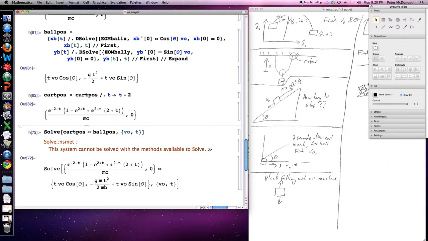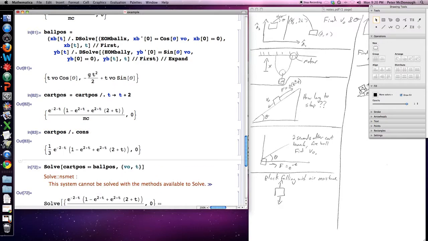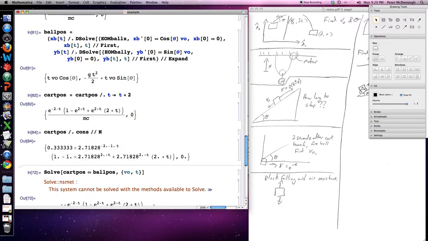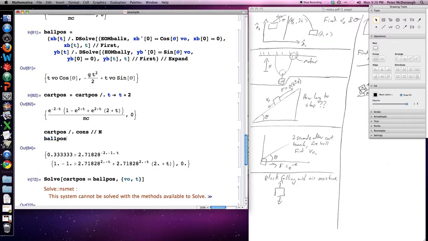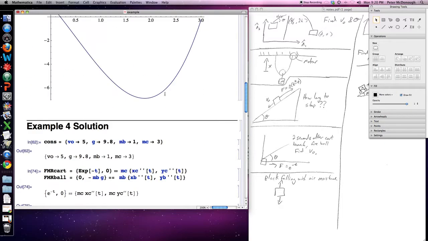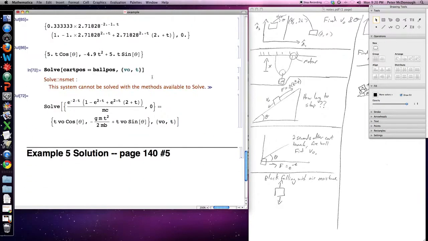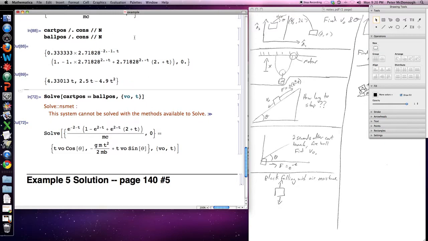Alright, so our system can't be solved with the methods available. So let's see, cart position /. our constants //N. Alright, so we've got a whole bunch of numbers in there. Let's see what our ball position is. Ball position /. constants //N. We also need to define what our theta is. So we'll do a /. theta, let's say 30 degrees. We'll come back and check this out again.